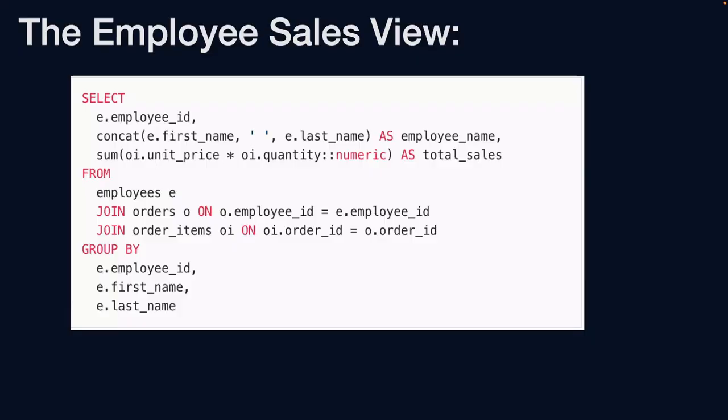Now let's take a look at the SQL code for our employee sales view. As you can see here, we're joining employees to orders and orders to order items. Then we're summing the revenue and grouping by employee. Each row now represents a meaningful business insight.